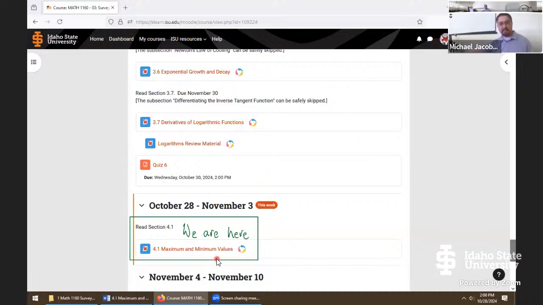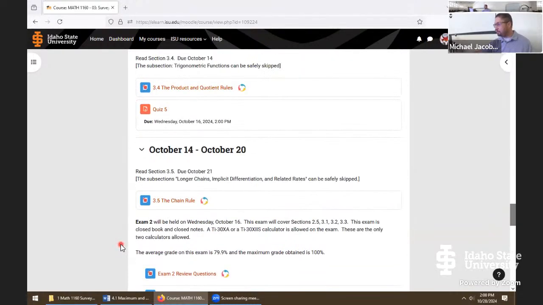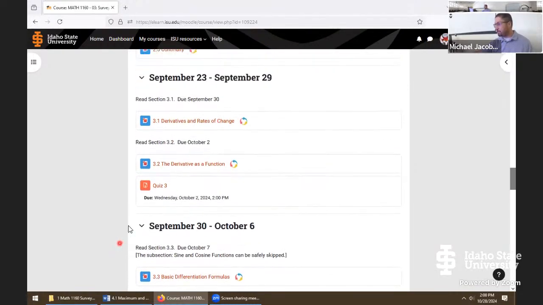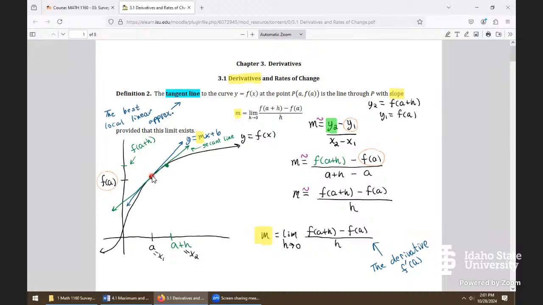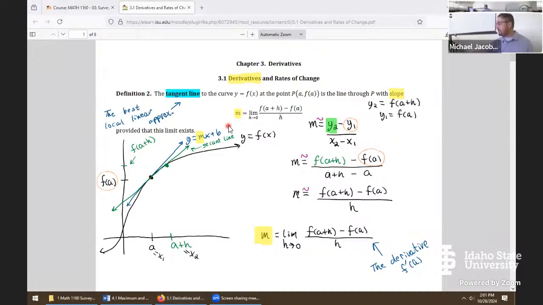Chapter 4 is a pretty interesting and wild ride, but it starts off pretty gentle, maximum and minimum values. But just to give a hint on where we're going, this is what chapter 4 is kind of all about. Let's scroll up to about here. If you want to go all the way to 3.1. And in 3.1, we said that the derivative itself is equal to the slope of the tangent line given curve.